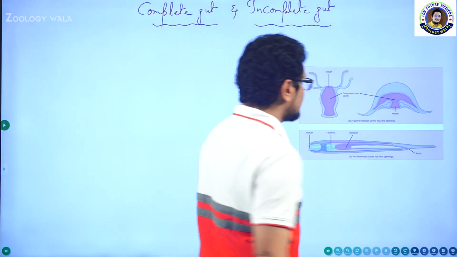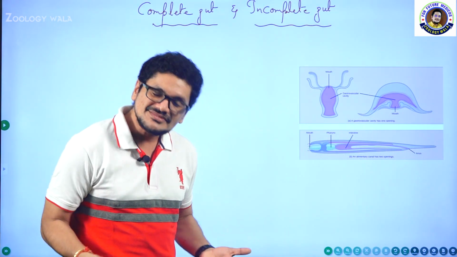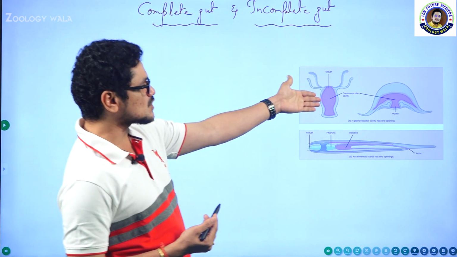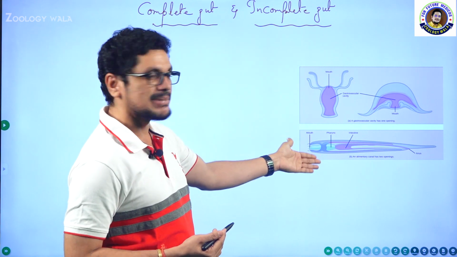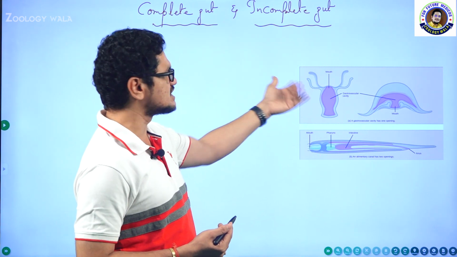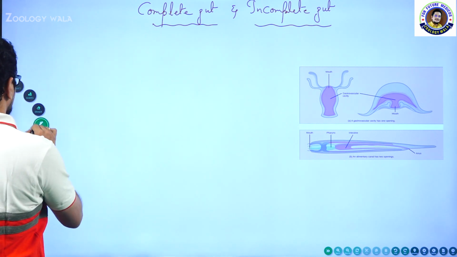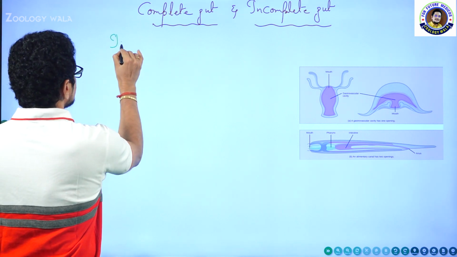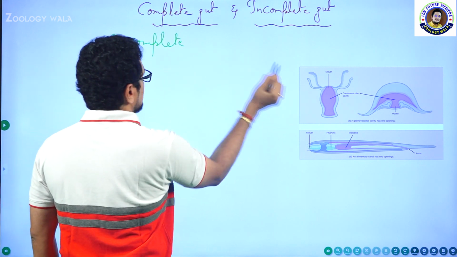Let us see the next one. What is the difference between complete gut and incomplete gut in the history of the animal kingdom? Say this one is called incomplete gut, and this one is complete gut. What do you mean by incomplete gut, sir? I will tell. Let me change the color. So this is incomplete gut.